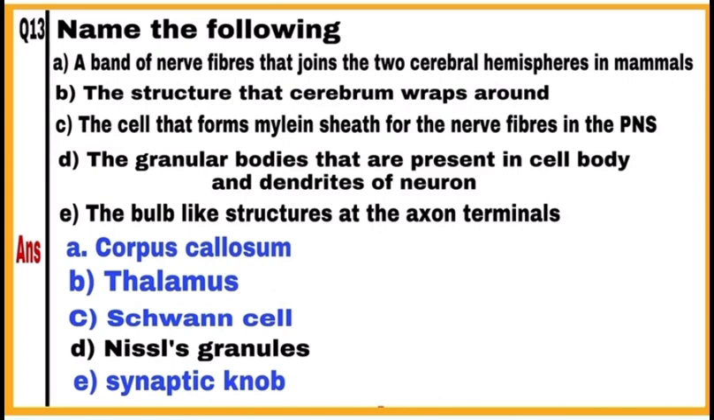Part C. The cell that forms myelin sheath for the nerve fibers in peripheral nervous system. It is Schwann cell, which forms myelin sheath. Part D. The granular bodies that are present in the cell body and dendrites of neuron. These granular bodies are Nissl's granules, which are present in cell body and dendrites of neuron. Part E. The bulb-like structures at the axon terminal. Synaptic knobs are the bulb-like structures present at the axon terminal.